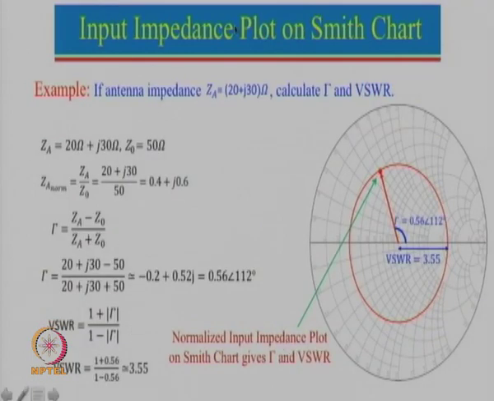And since impedance is a complex number, we should actually use the Smith chart, which makes life much easier. This is a graphical representation of the complex impedance, and we had looked into how a complex impedance can be plotted on the Smith chart, and very easily we can find out the VSWR, reflection coefficient, and its angle.